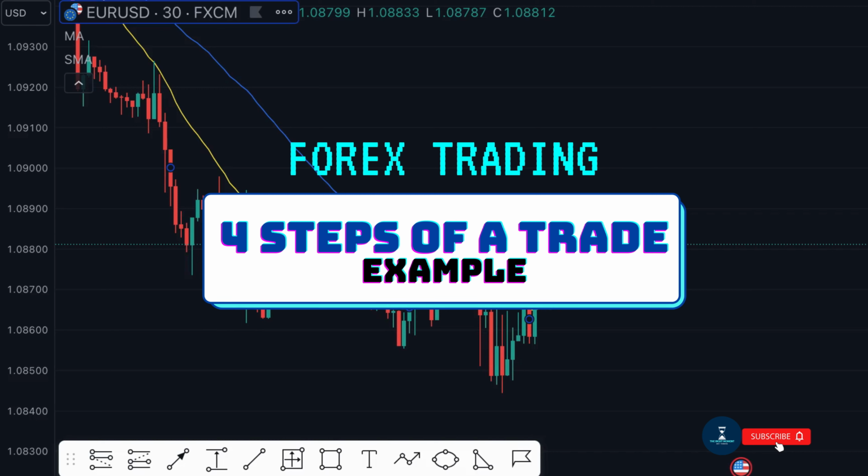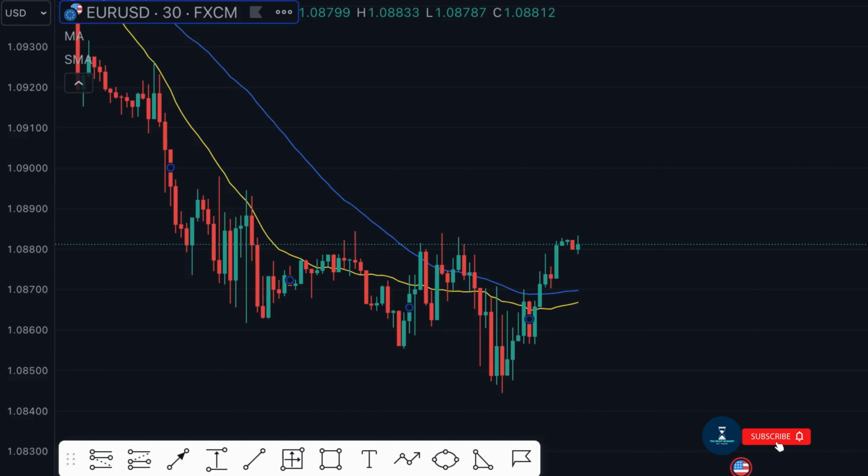The time frame is 30 minutes, and today's topic is how many steps of a trade. There are normally 4 steps of a trade. It also depends on how the trader wants to divide the trade. Most of the cases will be 3 or 4 steps, it depends.